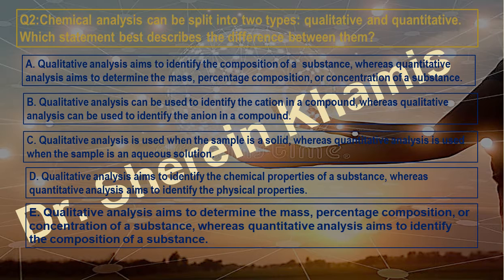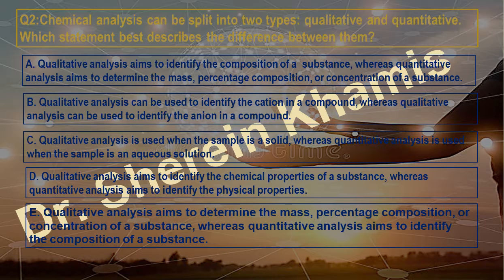Qualitative analysis can be used to identify the cation in a compound, whereas qualitative analysis can be used to identify the anion in a compound. Qualitative analysis is used when the sample is a solid, whereas qualitative analysis is used when the sample is an aqueous solution. Option D, qualitative analysis aims to identify the chemical properties of a substance, whereas quantitative analysis aims to identify physical properties. The last one, qualitative analysis aims to determine the mass, percentage composition, or concentration of a substance, whereas quantitative analysis aims to identify the composition of the substance.